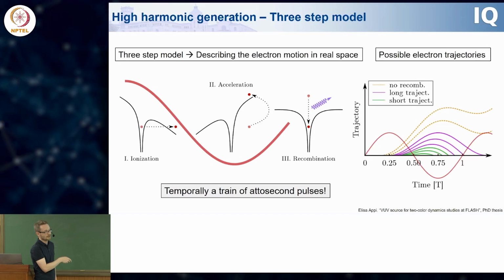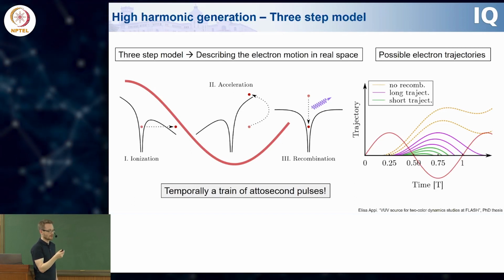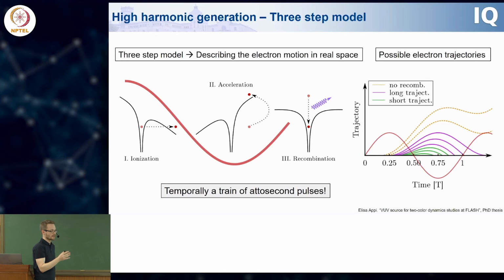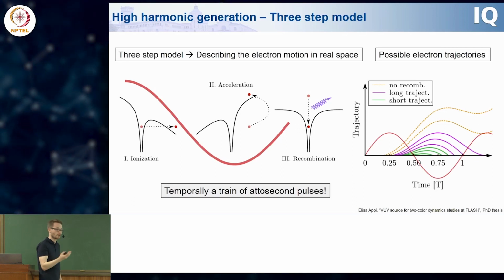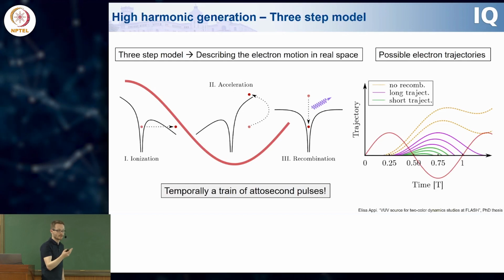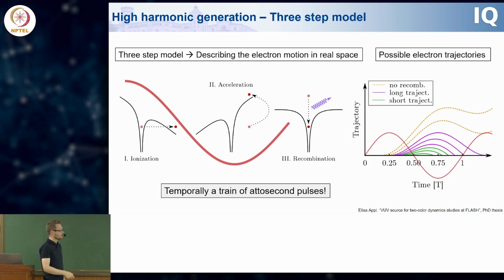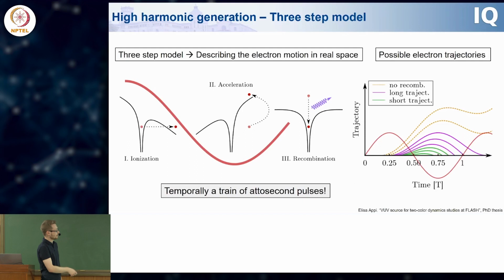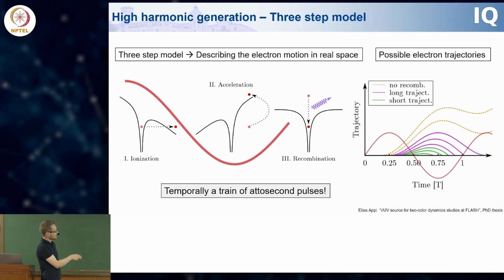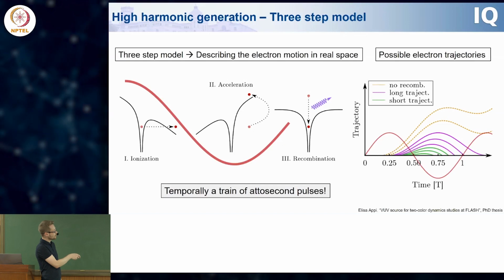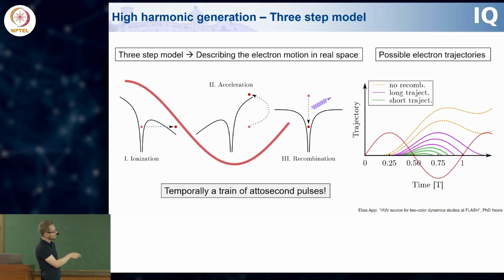Important, this is only happening when you have very strong laser fields. For low intensities, this is not the case. There you get multi-photon absorption or direct ionization if your photon energy is enough. This really requires the strong electric field. And what happens then is you free an electron because it tunnels through this leftover barrier here.